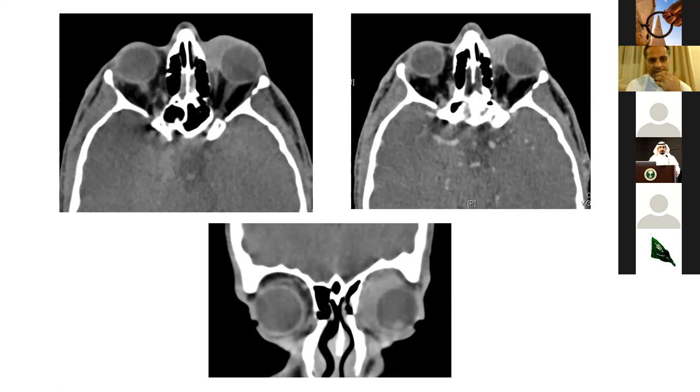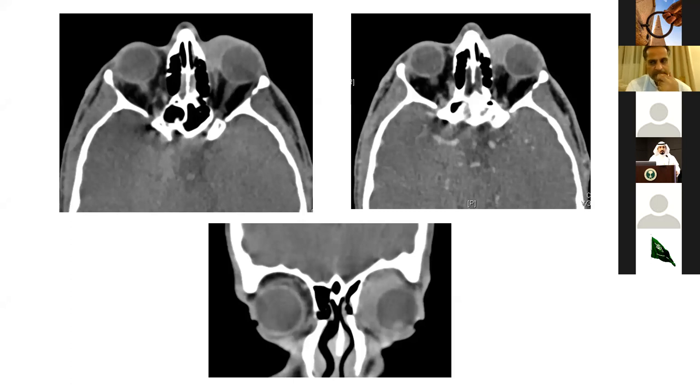You agree? Yeah, yeah. So how do you treat this patient? So in such a case, we have to work up the patient systemically to make sure that this is not metastasis. Plus, from the orbital point of view, to establish the diagnosis, we have to do an incisional biopsy. Okay. So we did the incisional biopsy and it came back as lymphoma. Lymphoma? Yes. So we have to refer the patient to an oncologist to start the treatment.